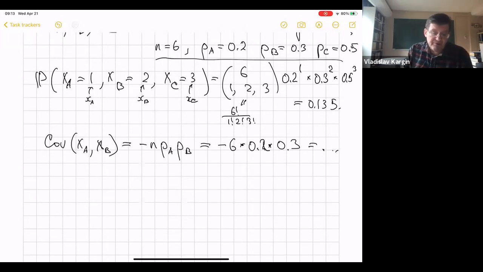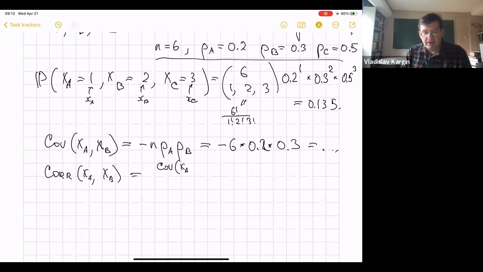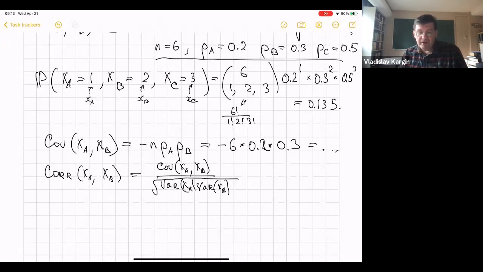So you can ask the question, what about the correlation of XA and XB? Right? In this case, it's equal to the covariance of XA, XB divided by the variance of XA times the variance of XB, but you'll need to take a square root of this. Okay, so now we calculated the covariance. Covariance is given here. We want to calculate the variance.